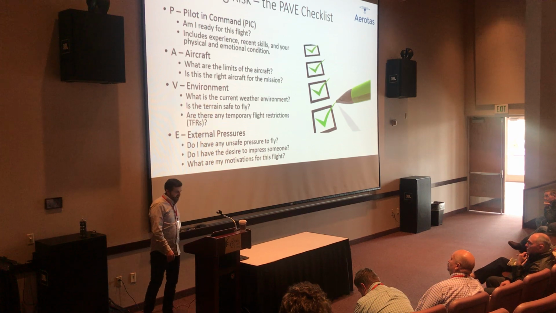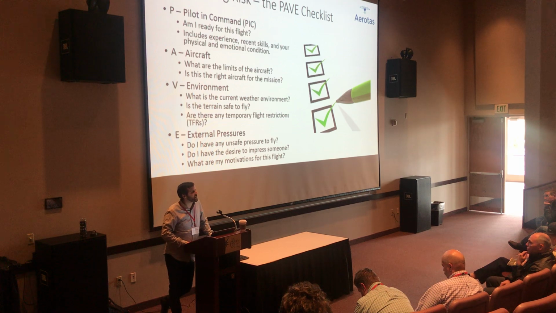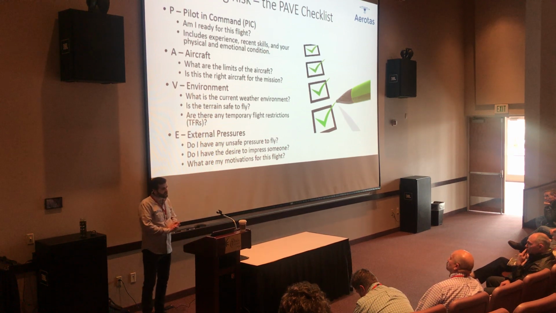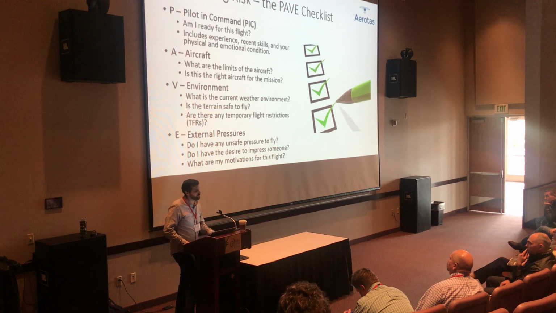Next up is the aircraft. Ask yourself, what are the limits of this aircraft? And is it the right aircraft for the mission? Pushing the aircraft itself out of its flight envelope is another dangerous thing to do. We talked about what are those limits. They're usually going to be set by the manufacturer. So making sure to follow those will help you manage the risk associated with the aircraft.